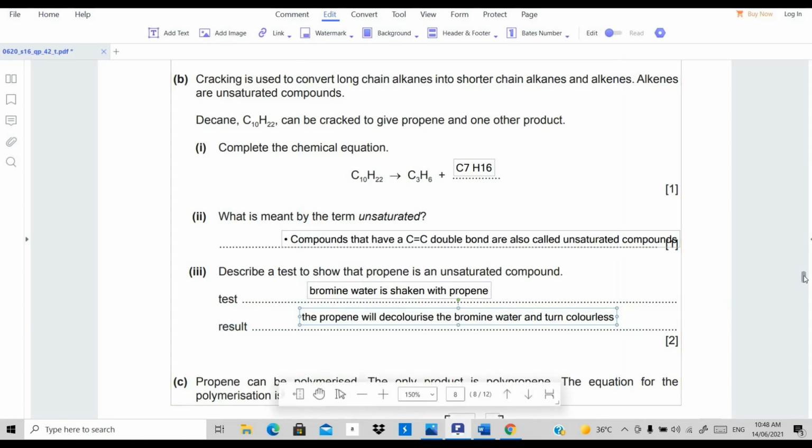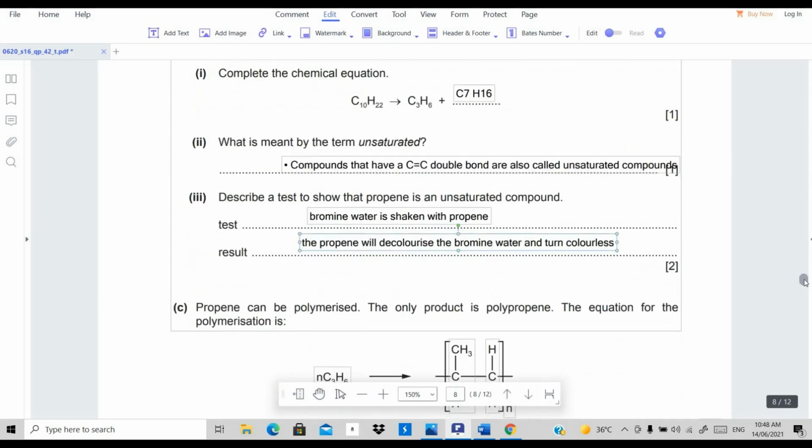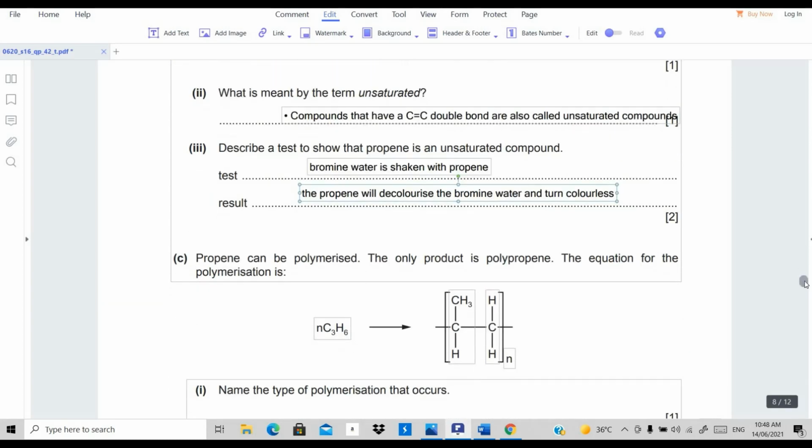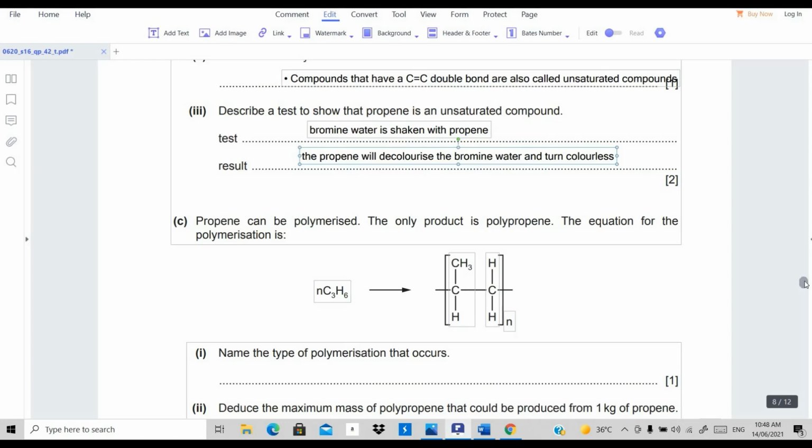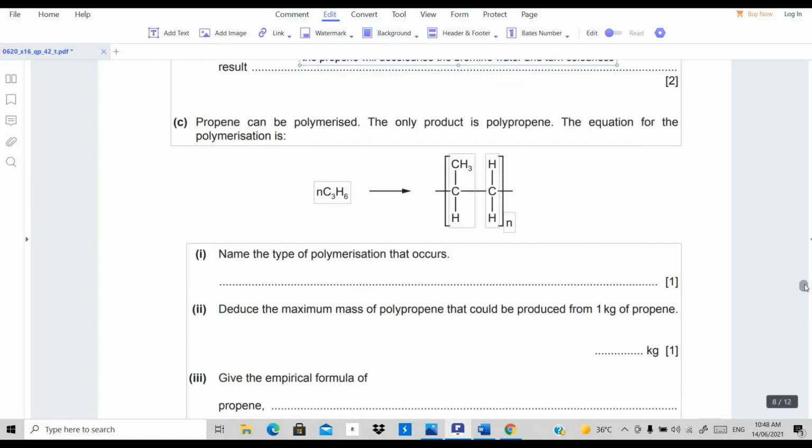Okay. Moving on to the C part. Propene can be polymerized. The only product is polypropene. The equation for the polymerization is given here. You can see here, it's a polymerization reaction.